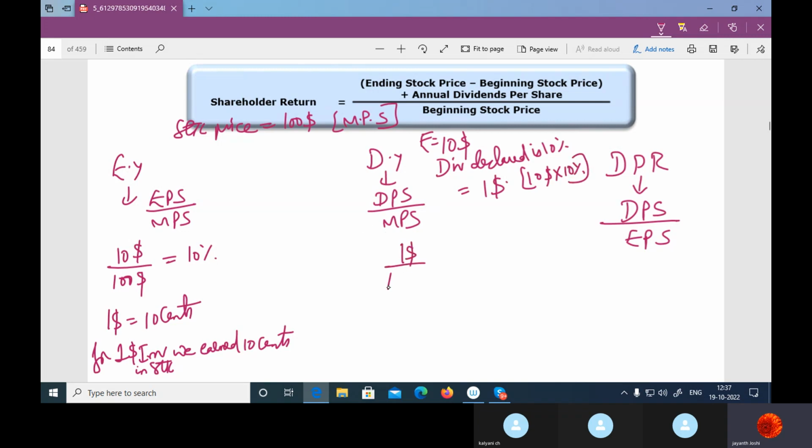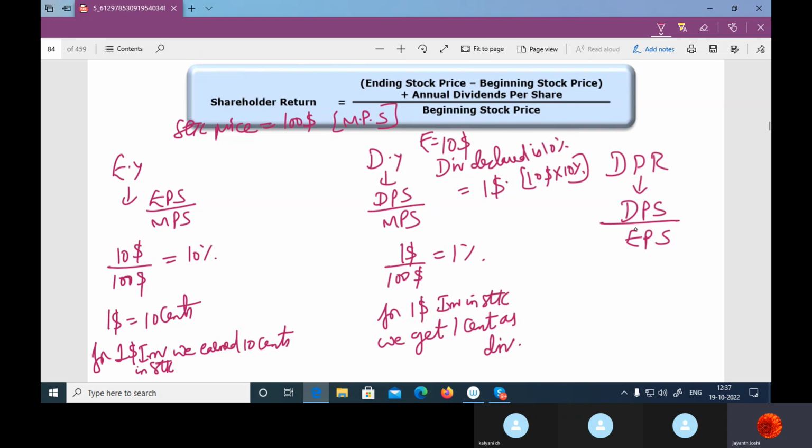So $1 by $100 is 1%. What does it mean? For $1 investment in stock, we get 1 cent as dividend. Every yield measure should be such that when compared to the previous year, if this year you are getting more, you should be more than happy. If you are getting less, then you should rethink continuing with the company.